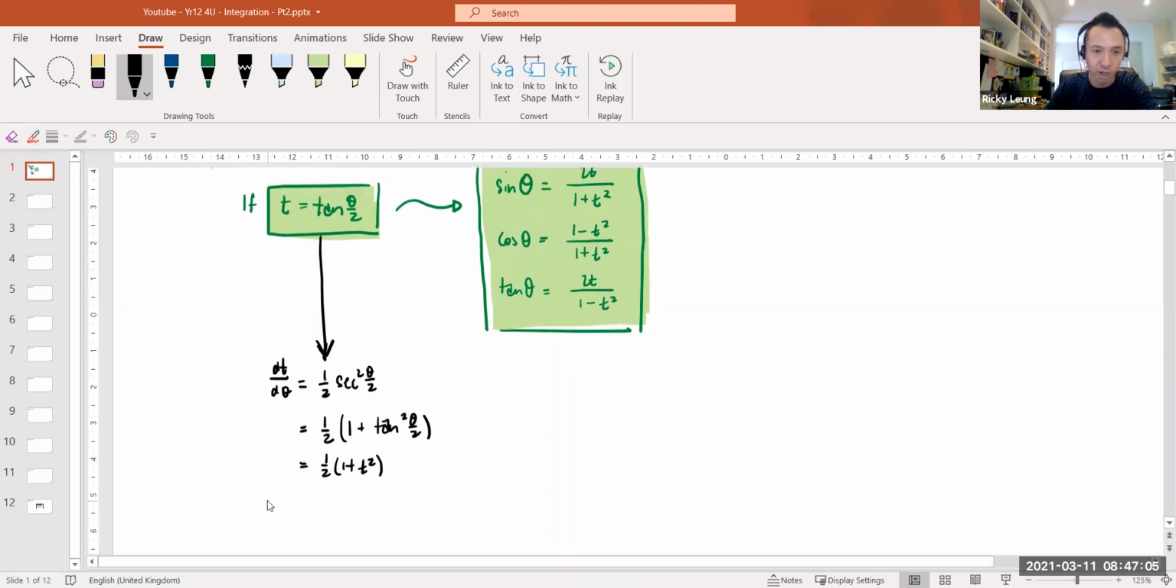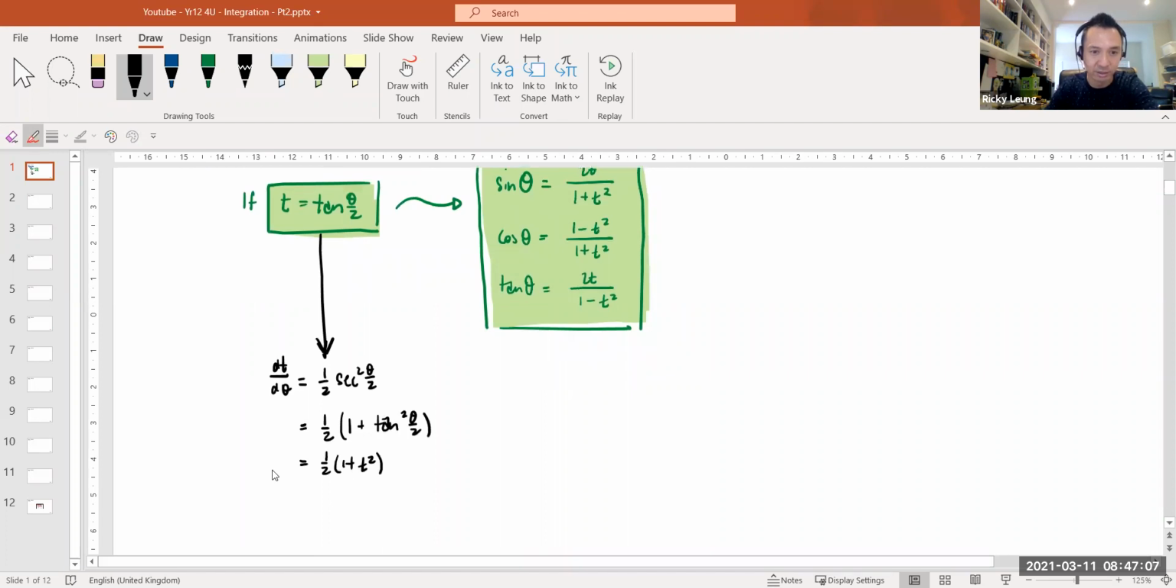Now, what am I trying to do? I'm trying to make d theta the subject. So therefore, d theta equals 2 over 1 plus t squared dt.